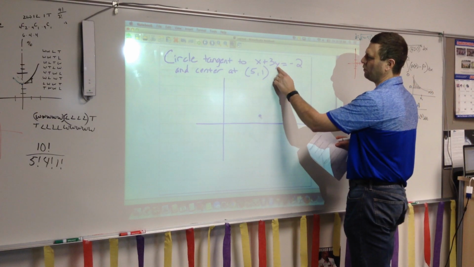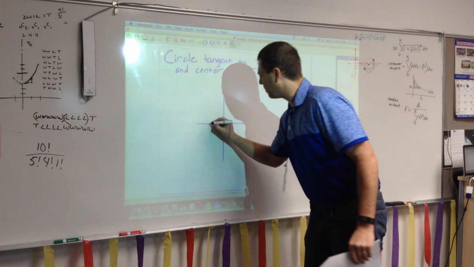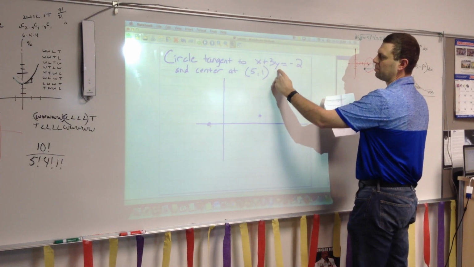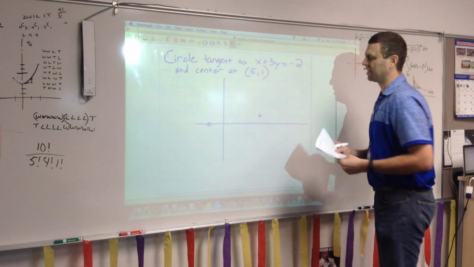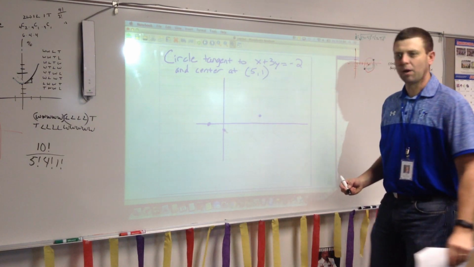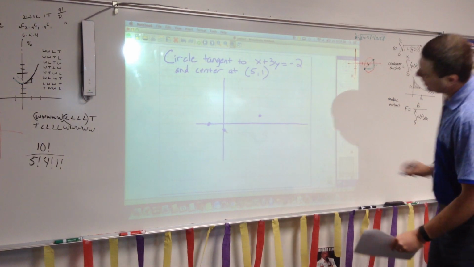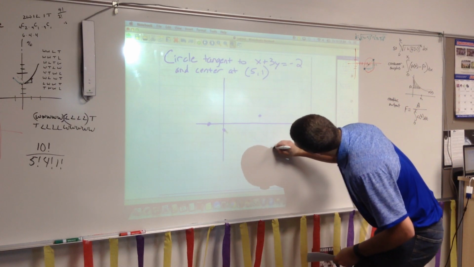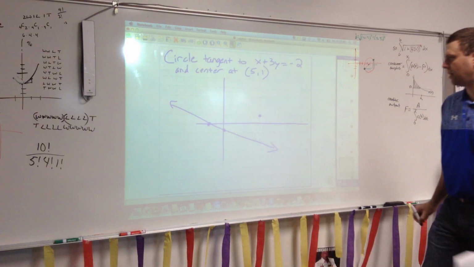If I plug in a 0 for y, x is equal to -2. So I know my x-intercept is right here. To find my y-intercept, I plug in a 0 for x. 3y equals -2, so y would equal -2/3. So about right there is my y-intercept. If I would get out a straight edge and draw a nice line, I'm just rough sketching this here, so it would look something like this.